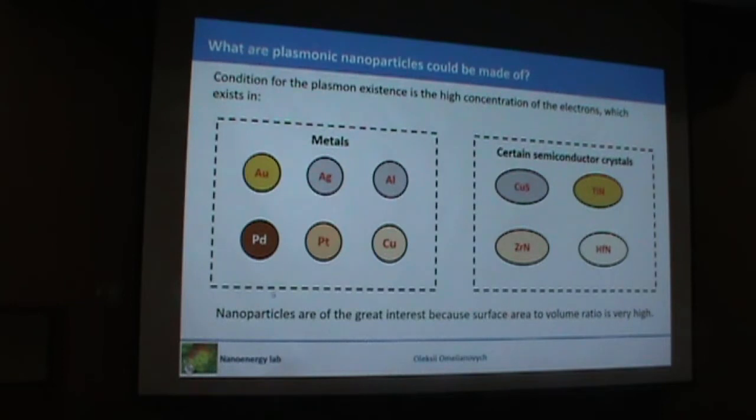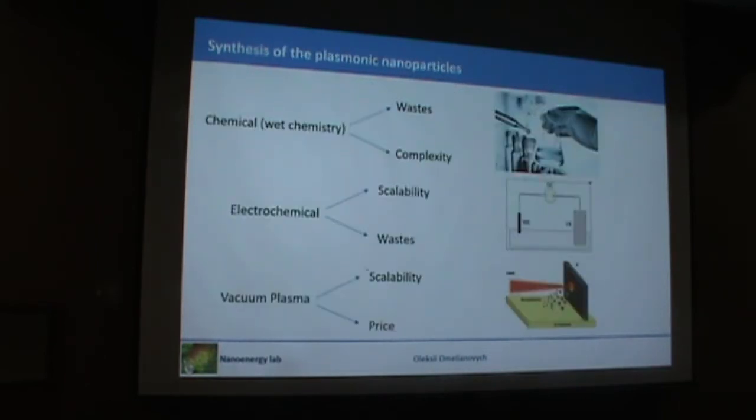Nanoparticles are in the spotlight of this area because, as I already mentioned, the higher electron concentration is on the surface, and nanoparticles exhibit the highest surface area to volume ratio. So the plasmonic effects are the strongest for the smaller sizes of nanoparticles.